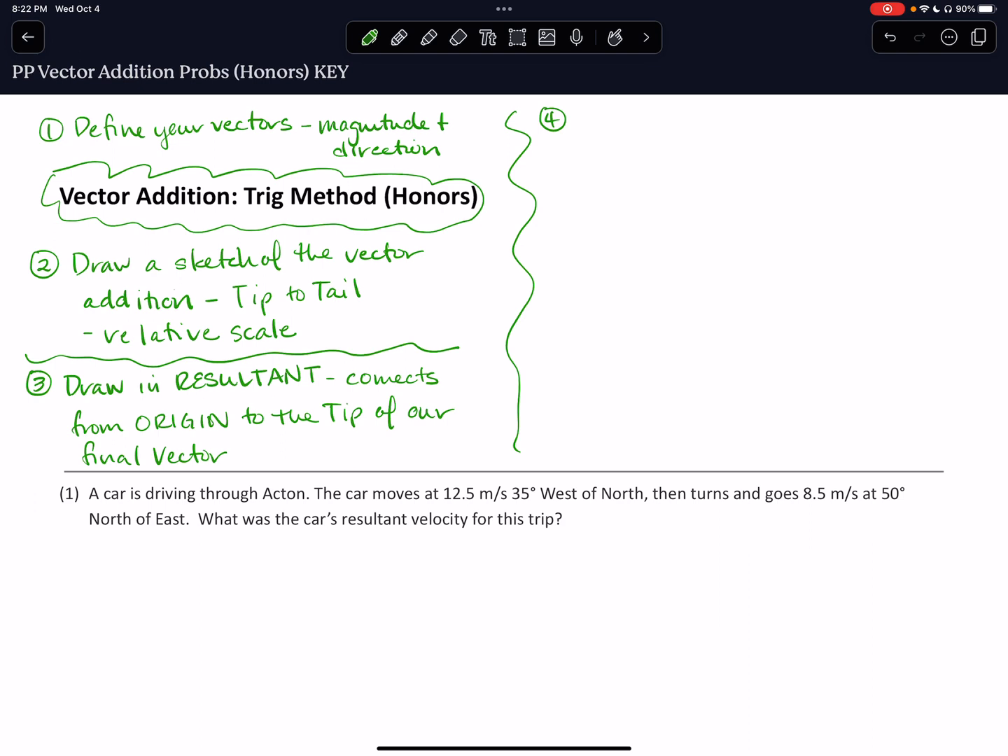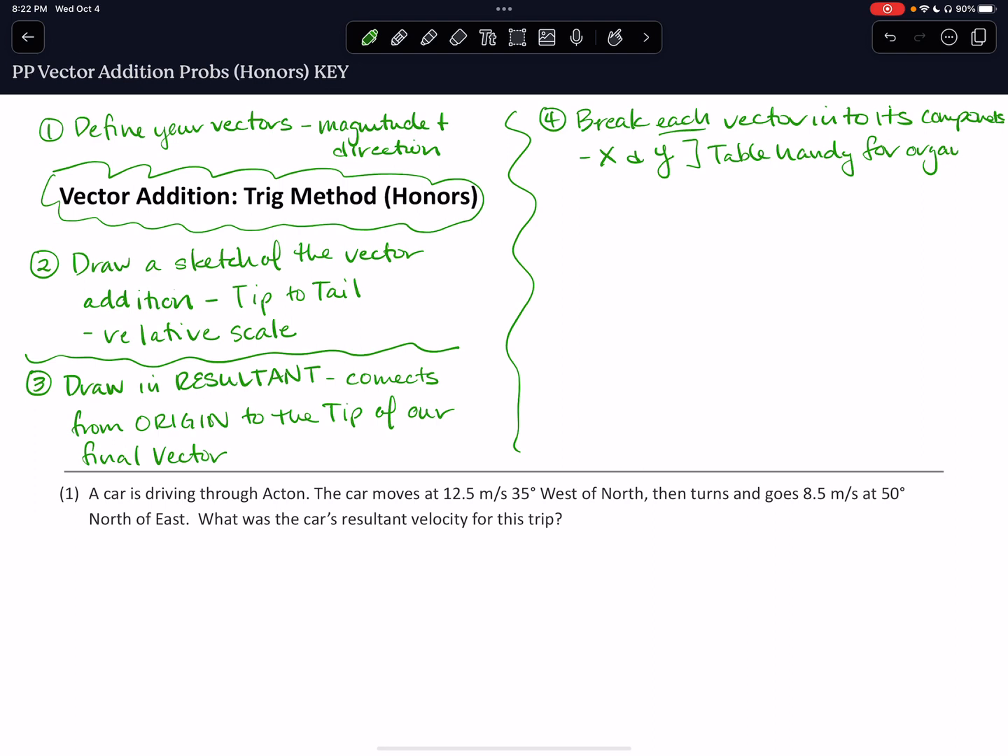All right, now for the more mathematical portion. Once we've got our vectors defined and our sketch done, we need to break each vector into its components. In other words, we need the x component and the y component, the horizontal and vertical. I personally find this is where a table is very handy to keep organized.